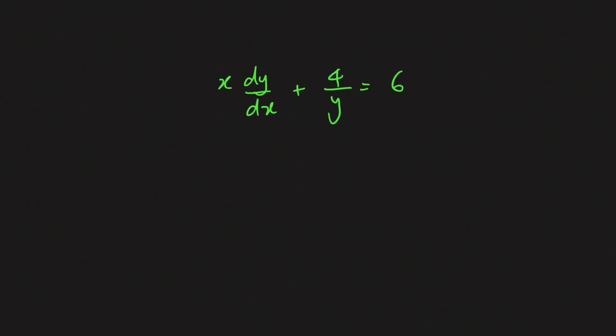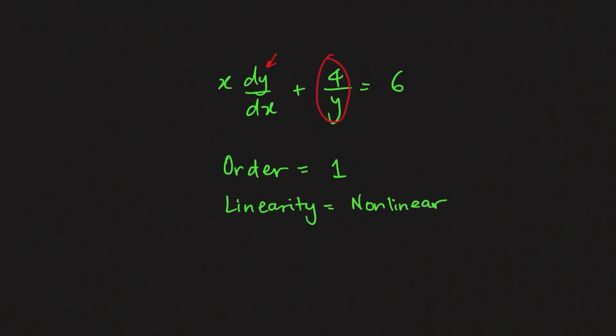Here we have another differential equation. The order of this is 1. As you can see here, there's only one order. The linearity is non-linear. Why? Because 4 over y is a non-linear function of y.